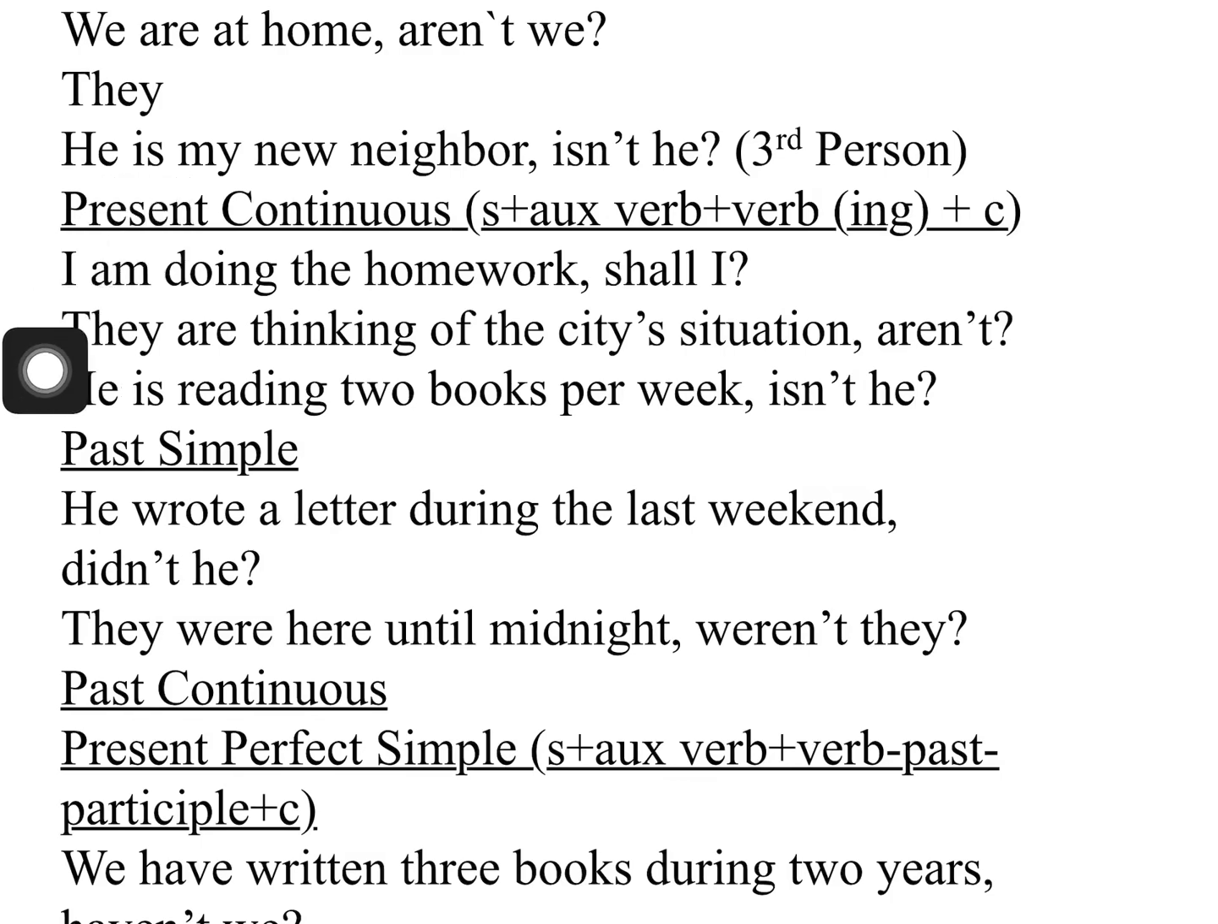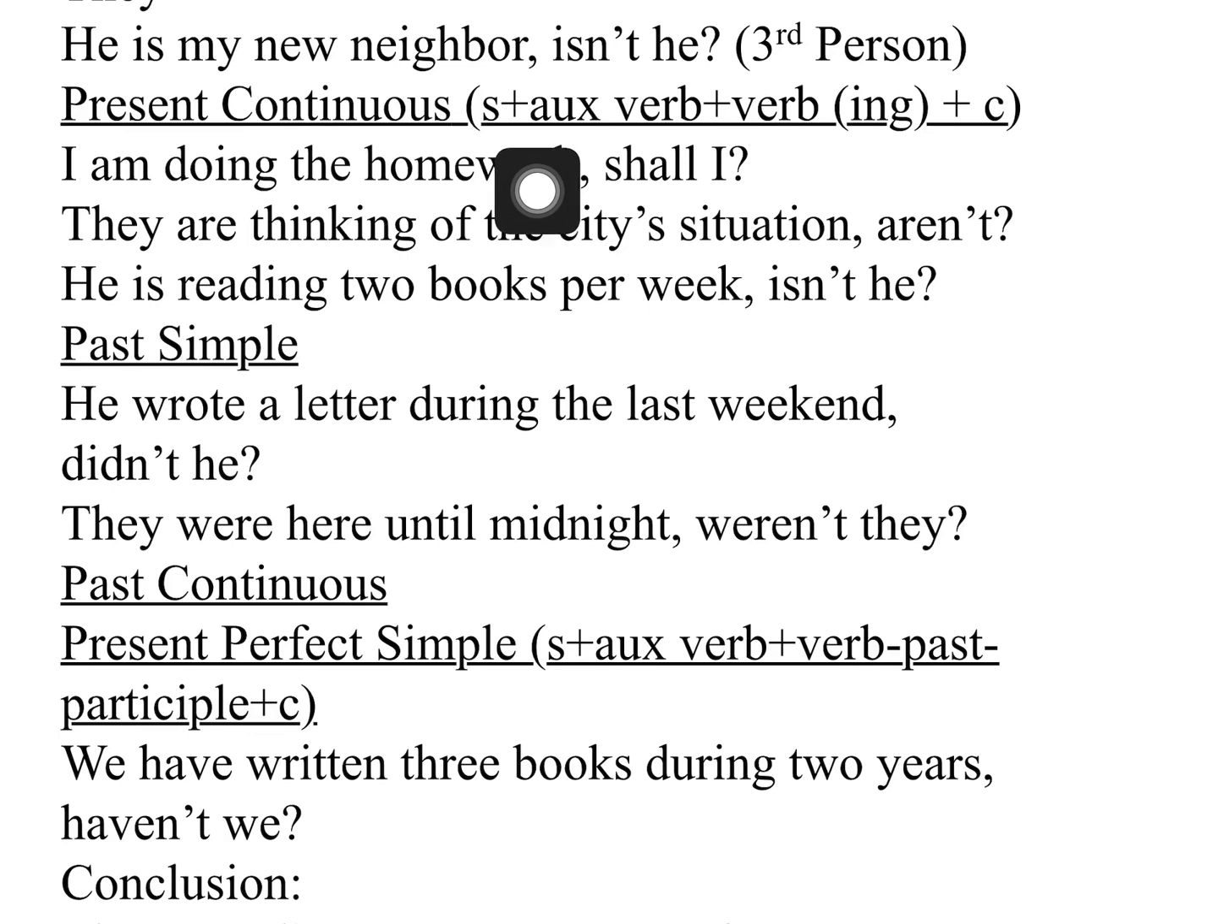Yep. Remember, the use of the present continuous, when we use subject plus the auxiliary verb, that is going to be the verb to be in continuous ways or in continuous tenses. We have to use them with the verb to be, the auxiliary verb, and the verb with the ing and the complement. For example, I, that is the subject, am, that is the verb to be, doing, the verb with the ing, the homework, shall I? They are thinking of the city's situation, aren't?